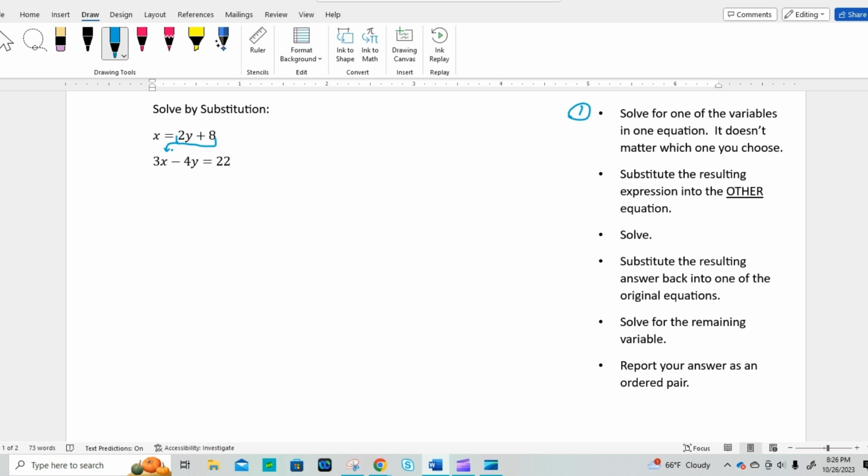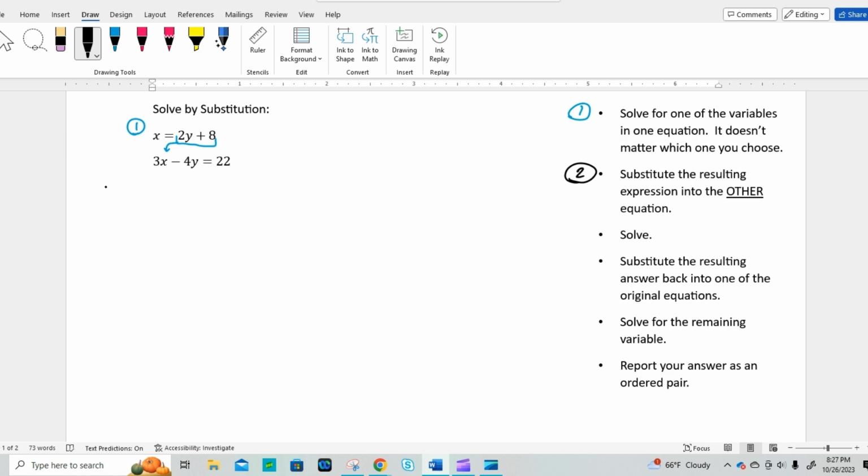So my next step says substitute the resulting expression into the other equation. So this part in blue was step 1. In step 2, I'm actually going to make that substitution.